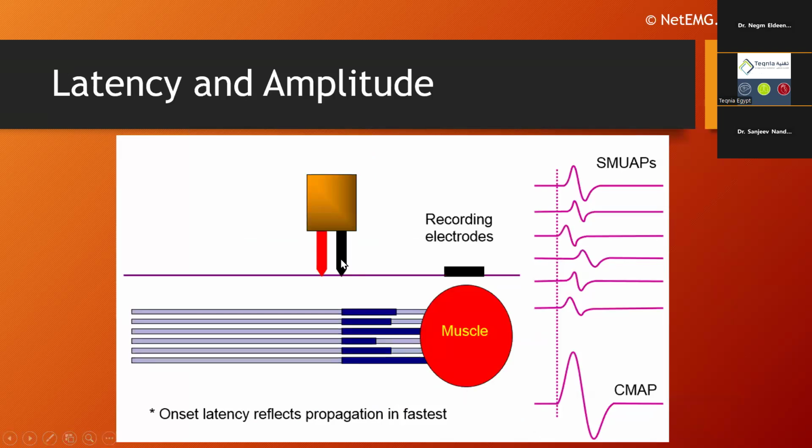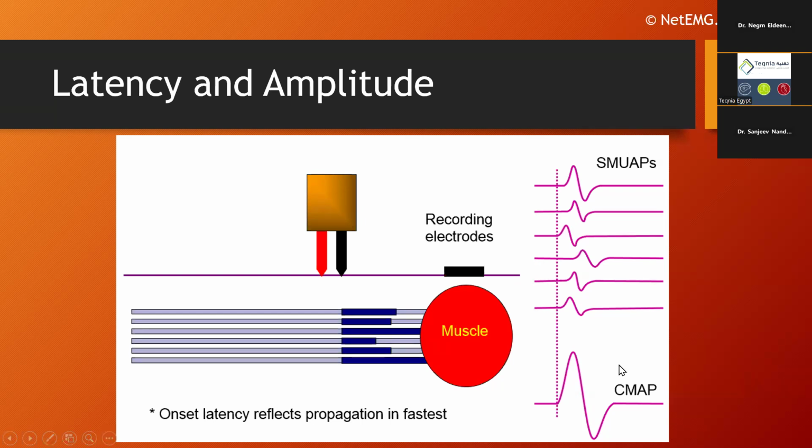Another thing to notice is when we are stimulating supramaximally, we have got axons propagating at different speed. Each axon produces its own surface motor unit potential. And these potentials are not synchronized. This is called temporal dispersion. We do not see the individual potentials. Rather, we look at the sum of all of these responses, which is the compound muscle action potential.